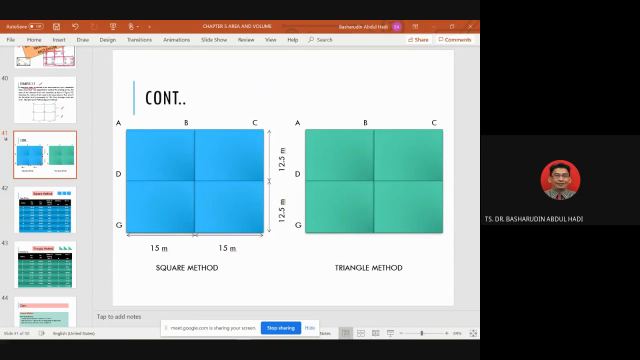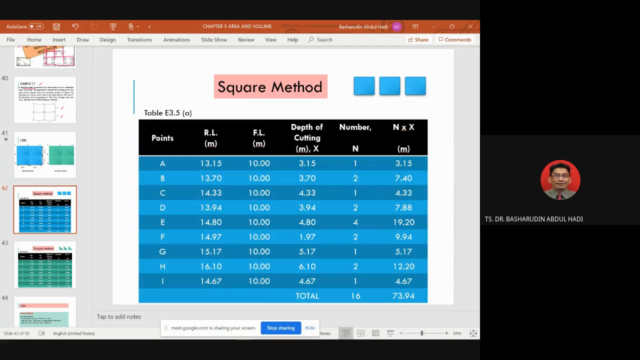This is the same layout. In the square method, we record the reduced level based on grid A, B, C, D, E, F, G, H, I, and we know that we should cut at 10. So we minus 10 from 13.15, we get 3.15. At point D, 13.95 minus 10, we get 3.95. And for H, 16.10, you minus 10, so you get 6.10.